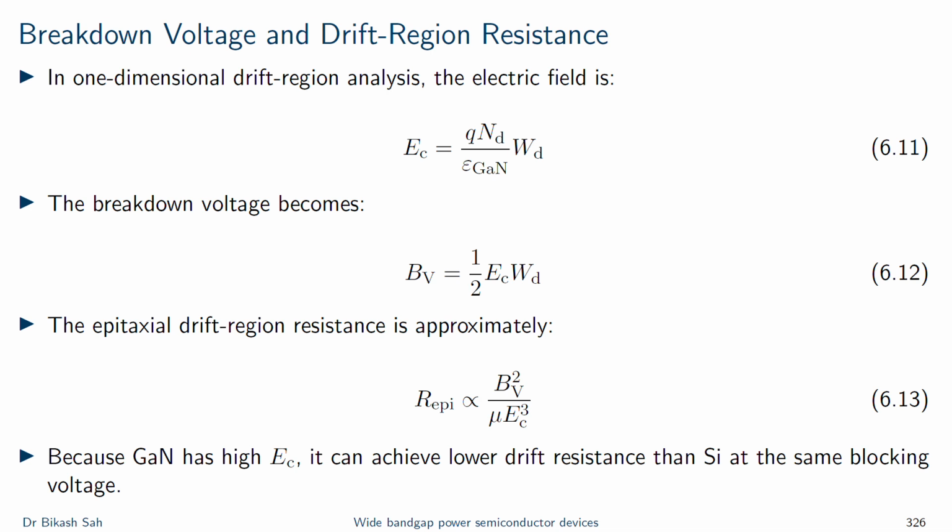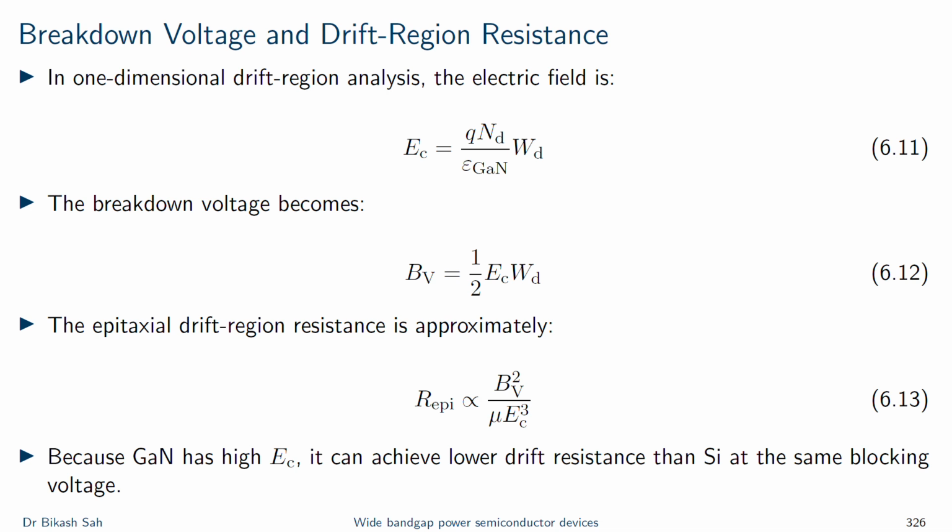Okay, I'm sorry, I messed up a bit. So the breakdown voltage is approximately one half of EC times WD for a triangular electric field profile. The drift resistance then scales approximately with BV squared, divided by the mobility and the critical electric field, which is in the cubic form that you see there. So that EC cube term is extremely important.